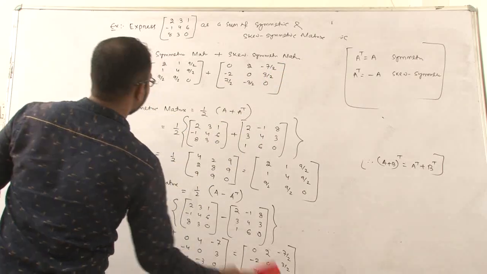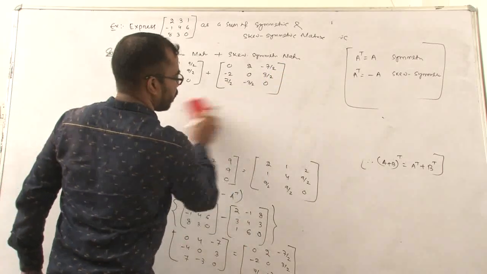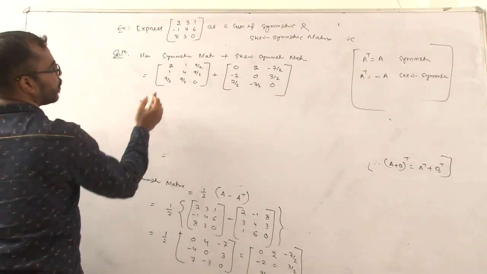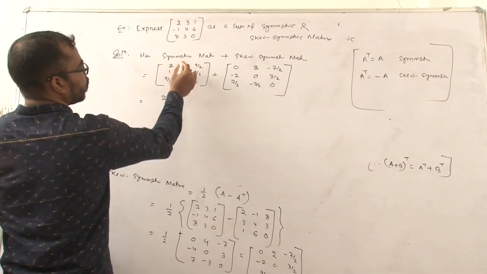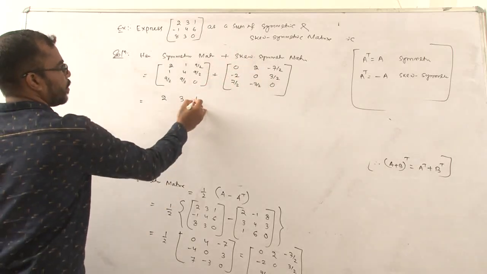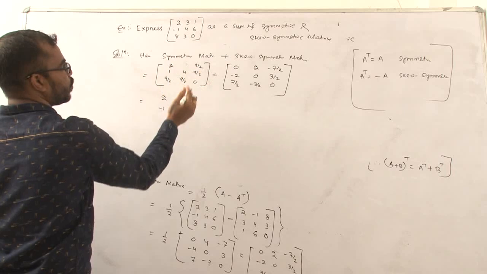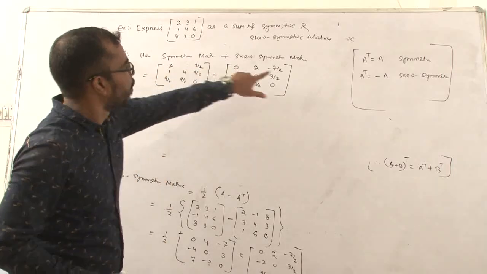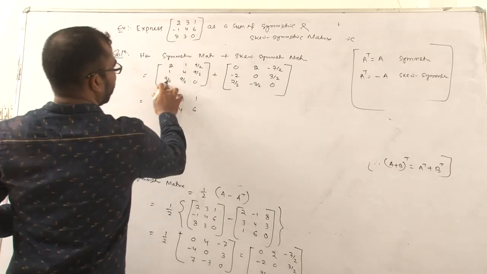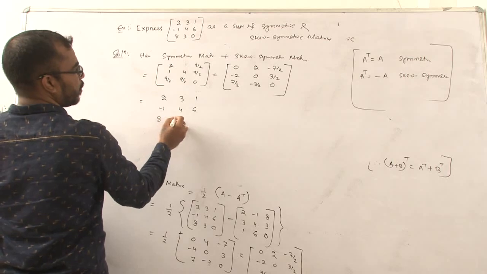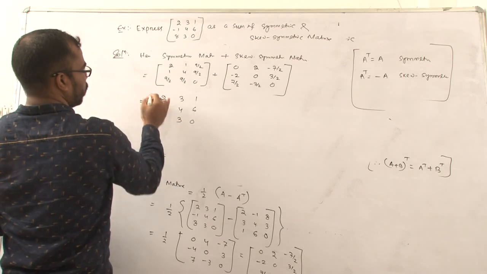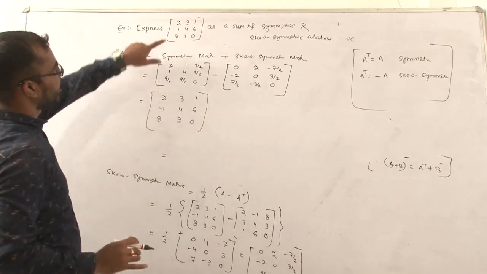If we calculate them, then we get 2 plus 0 that is 2, 2 plus 1 that is 3, 9 by 2 minus 7 by 2 that is 1, 1 minus 2 is minus 1, 4 plus 0 that is 4, 9 by 2 plus 3 by 2 that is 12 by 2 that is 6, 9 by 2 plus 7 by 2 that is 8, 9 by 2 minus 3 by 2 that is 6 by 2 that is 3, and 0. So here the value is equal to the given matrix.